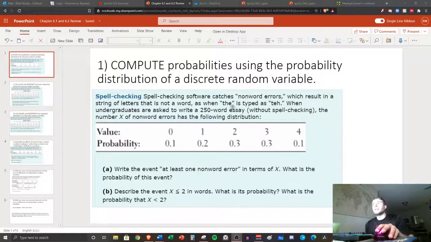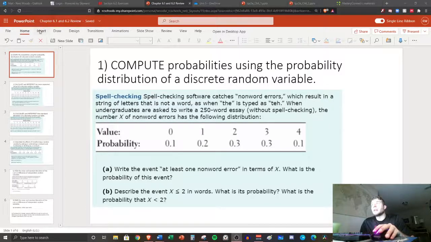Okay, so it says spell checking software catches, quote, non-word errors, which result in a string of letters that is not a word, as when the word "the" is typed as TEH. When undergraduates were asked to write a 250-word essay without spell checking, the number X of non-word errors has the following distribution. So they made errors in their writing. Okay. So it says write the event at least one non-word error in terms of X. What is the probability of this event?